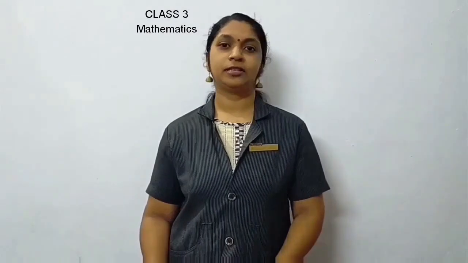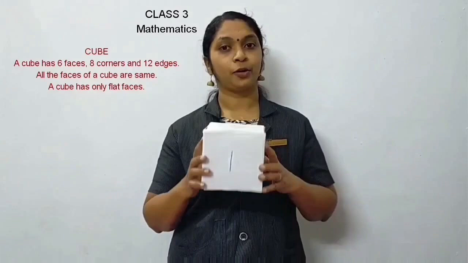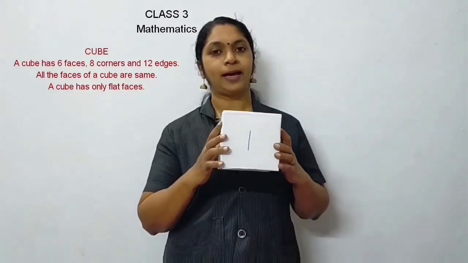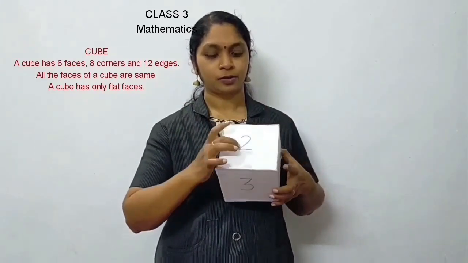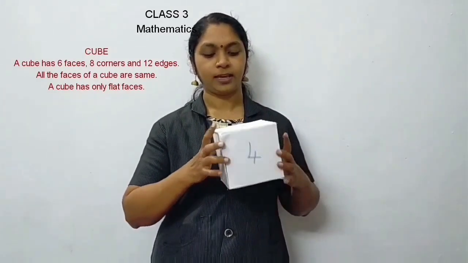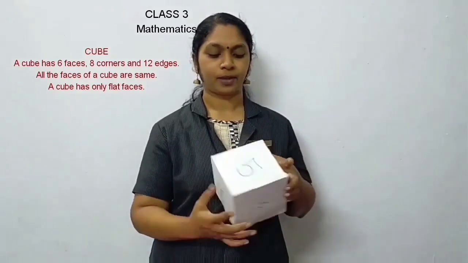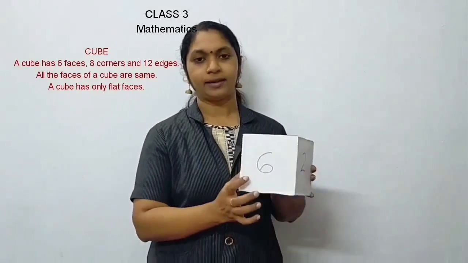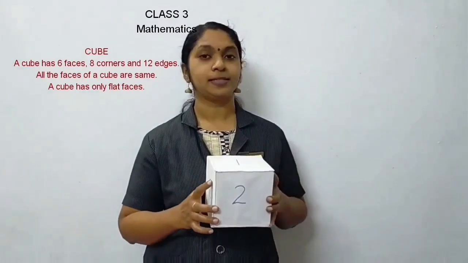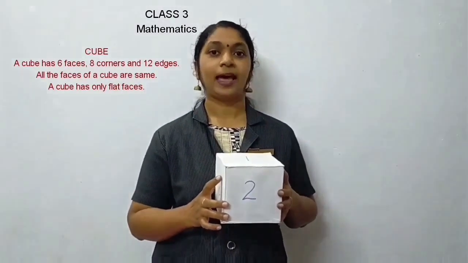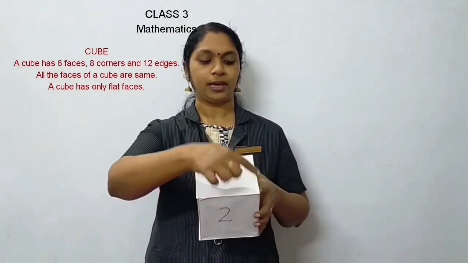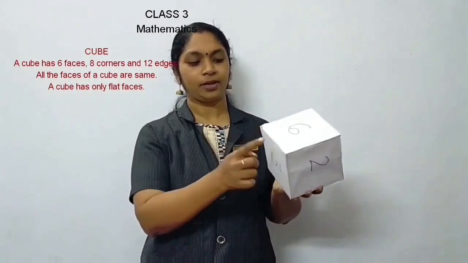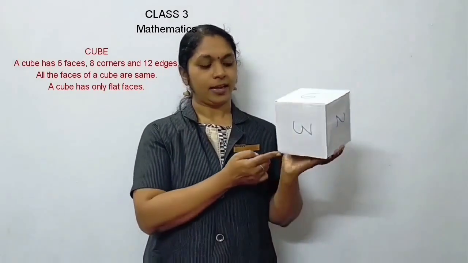Let me introduce the solid shapes or 3D shapes. This is a cube. A cube has 6 faces. 1, 2, 3, 4, 5 and 6. A cube has 6 faces and 8 corners. 1, 2, 3, 4, 5, 6, 7, 8.